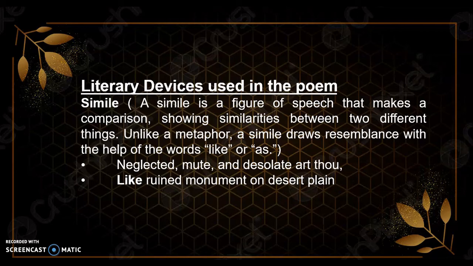There are three literary devices used in the poem. The first one is simile. A simile is a figure of speech that makes a comparison, showing similarities between two different things. Like a metaphor, a simile draws resemblance with the help of the words like or as. "Neglected, mute, and desolate are you, like ruined monument on desert plain." Like ruined monument, see? Here he is using the literary device simile.